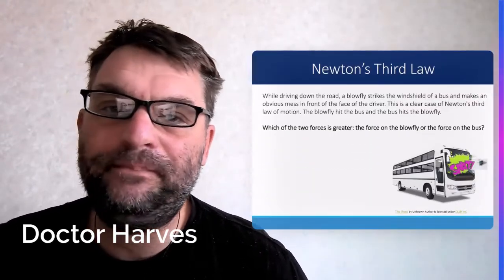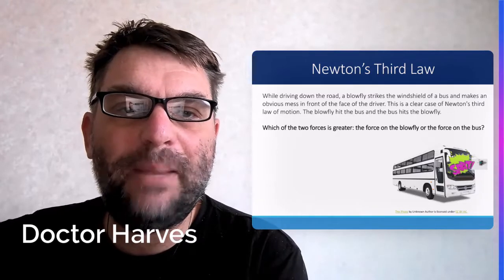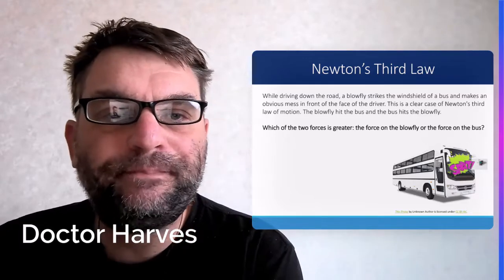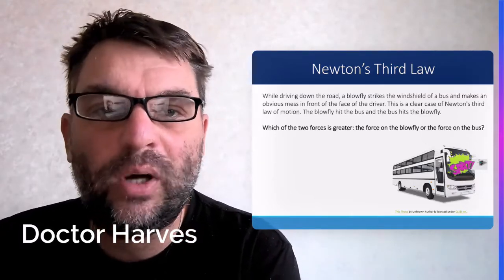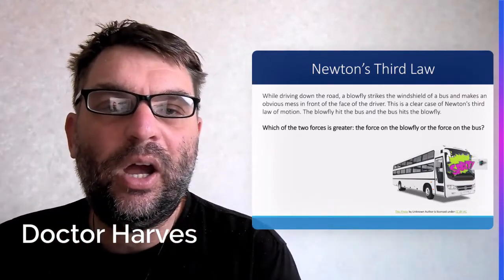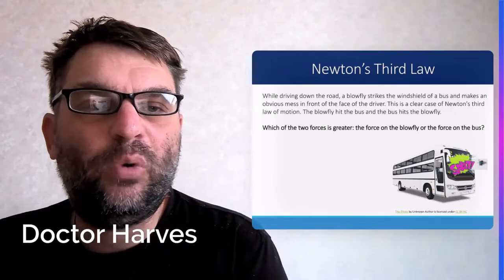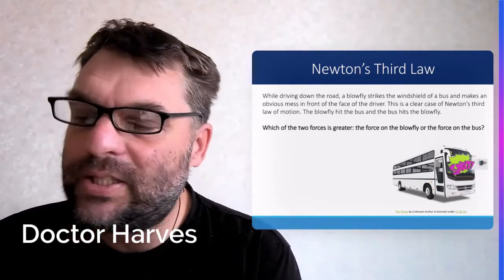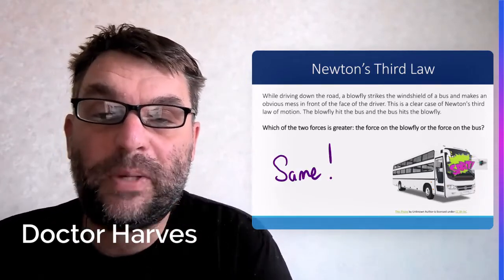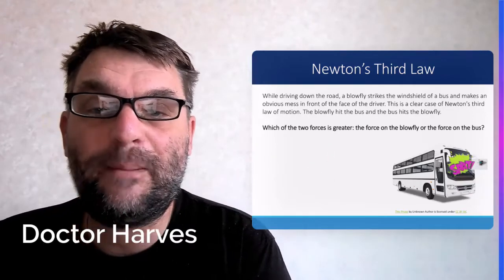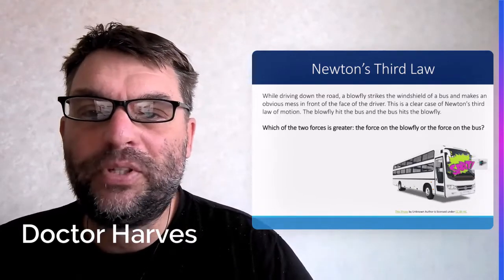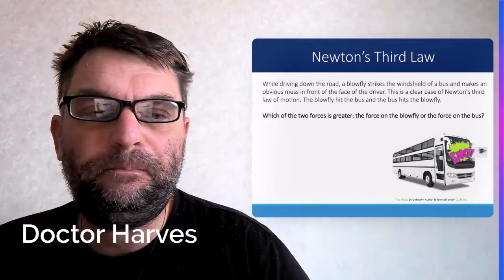Okay, so thinking about that, while driving down the road, a blowfly strikes the windshield of this particular bus, splats on the front of the windscreen. This is a clear case of Newton's third law, because the blowfly has hit the bus, and the bus has hit the blowfly. Okay, which two forces are greater? The force on the blowfly or the force on the bus? Well, according to Newton's third law, they shall be the same. Now, there's a disparity of mass, which means that there's not much of an effect on the bus compared to the blowfly, but the forces will be equal and opposite, kind of counterintuitive in many ways.